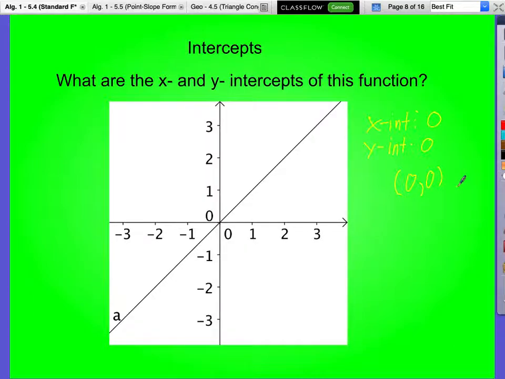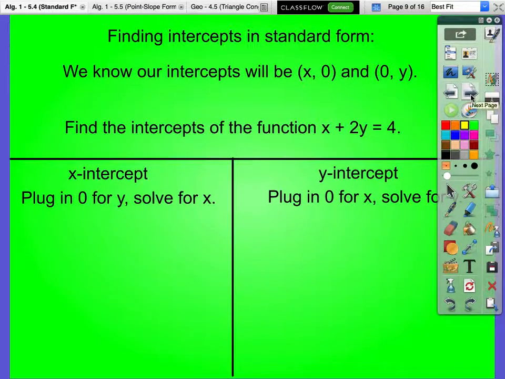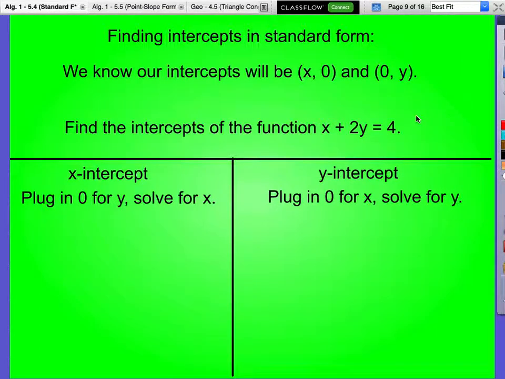So this is the only time when the x and y-intercept will have the same point, is when it's the origin. Okay, so I want you to write this down, and then kind of do this little T thing that's done here as well. Write down all of it.